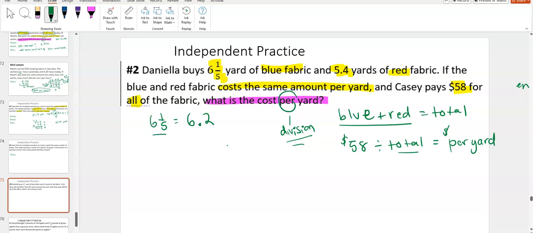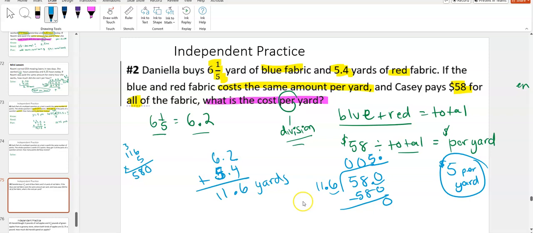And I know that 6 1/5 is the same as 6.2 based upon the chart we filled out earlier about 1/5 and fractions and decimals. So I'm going to go ahead and do my plan. I'm going to add the blue and red together and then divide 58 by that total. Okay, so I added them together, got 11.6 yards, did my division, it went in evenly 5 times, so $5 per yard is my cost.